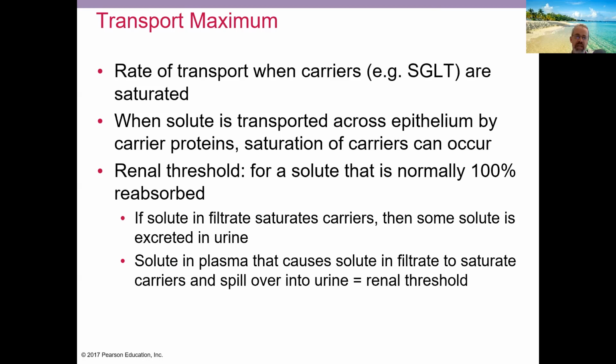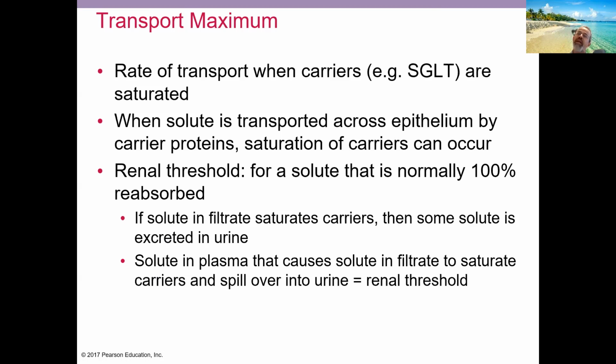So the renal threshold refers to, of course, the level above a certain concentration in which too much of a solute spills over in the urine, and that's because the carrier proteins are saturated. So it all works together. Why does glucose end up in the urine in diabetics? Because there's more glucose than there are carriers to handle it. All right. So if a solute, and I'll just say glucose, saturates the carriers, then there's going to be some solute that's excreted. The solute in the plasma that causes the solute in the filtrate to saturate carriers and spill over in the urine, that's the renal threshold.